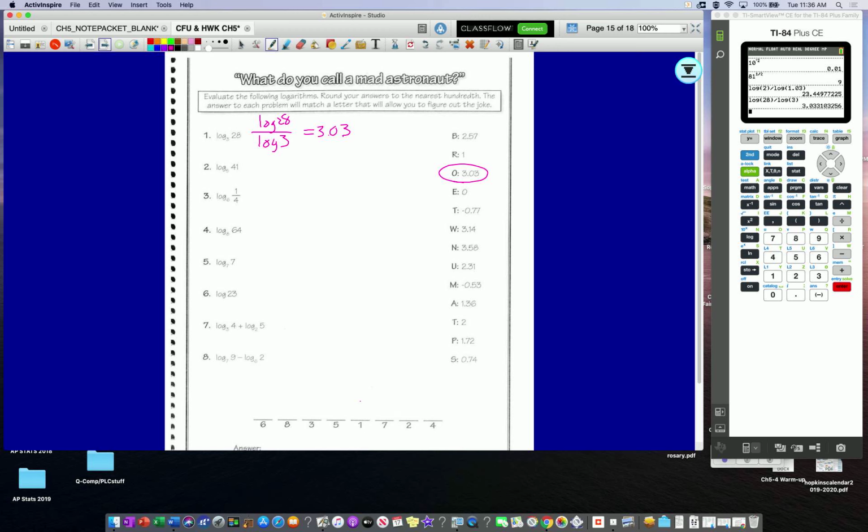So go down to my puzzle, and I put a 0. Oh, I forgot to read the joke. What do you call a mad astronaut? Ooh, I'm interested to see what that says.